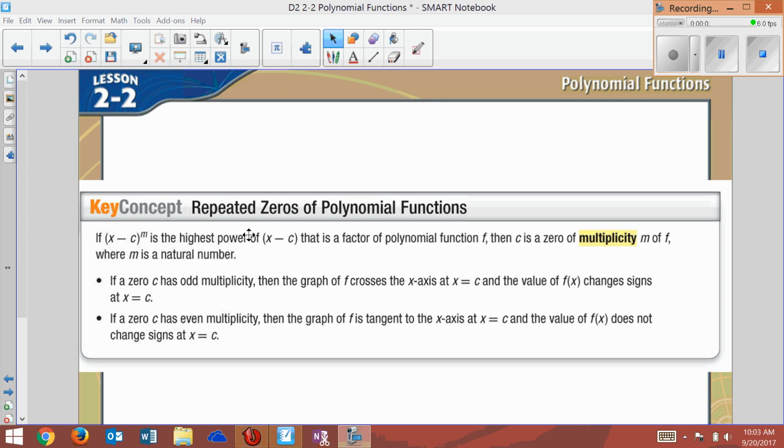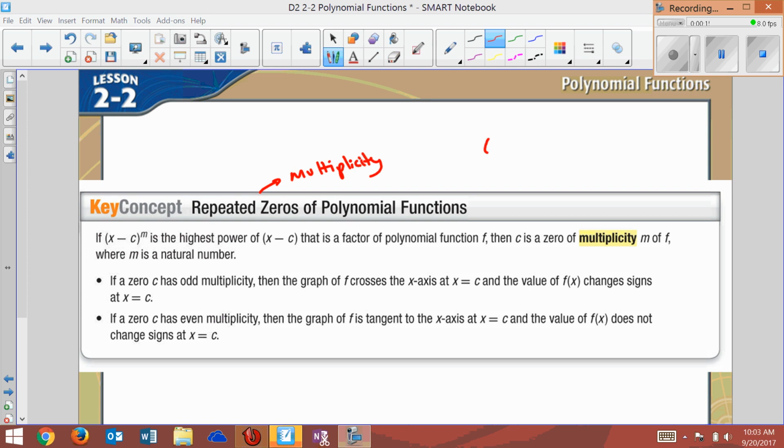Now we come to this term, multiplicity. Multiplicity just means a repeated zero. So repeated zero is the same thing as multiplicity. So if you had a factor, let's just say it's x minus 2 to the power of 3, what you would say is that the zero does occur when x equals 2, but it has multiplicity of 3. That just means it occurs 3 times. That's all that means. This is an example here, so you're not confused.